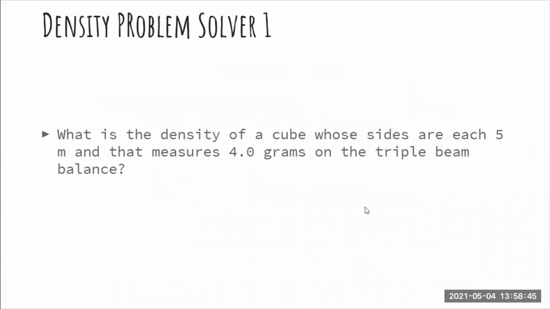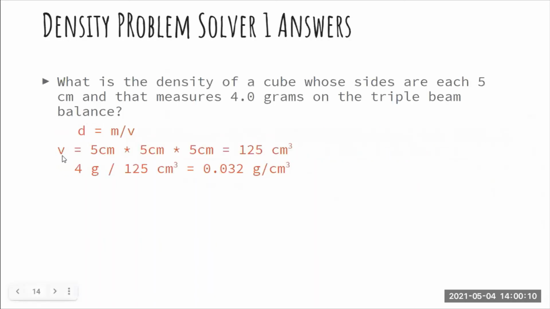Okay, let's do a density problem solver. What is the density of a cube whose sides are each 5 meters (or centimeters) and that measures 4 grams on the triple beam balance? Okay, so don't forget I gave you a cube whose sides measured 5. So you've got to find the volume first. 5 times 5 times 5 is 125 meters cubed. Then you took your grams, 4, divided by your volume, 125. I know I switched to centimeters cubed here, pretend it's meters cubed, and you end up with 0.032 grams per centimeters cubed.